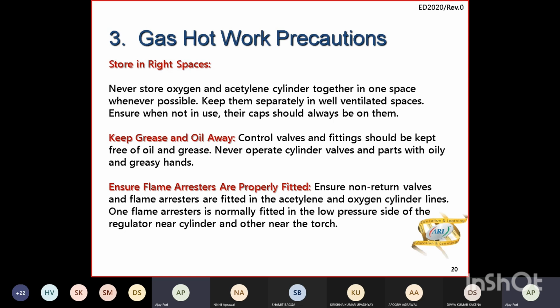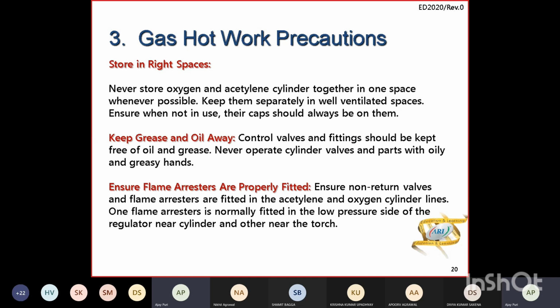So never store oxygen and acetylene cylinders together in one space. Keep them separate in well ventilated spaces. Ensure that when not in use, the cap should always be on them. Keep grease and oil away. Control valves and fittings should be kept free from oil and grease. Never operate cylinder valves and parts with oily or greased hands.